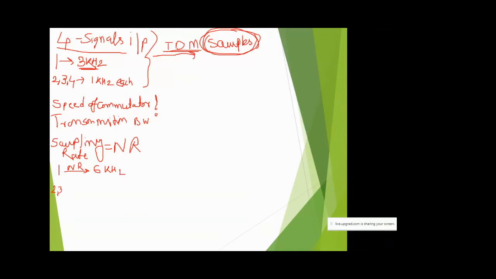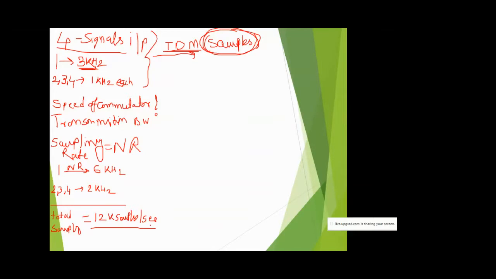And for the second, third, and fourth signals, the sampling frequency is 2 kilohertz each. So what is the total number of samples we will get? Total samples is 6,000 plus 2,000 for each of the three signals, so 6,000 plus 6,000, that is 12,000 samples per second. So we are getting 12,000 samples in 1 second.